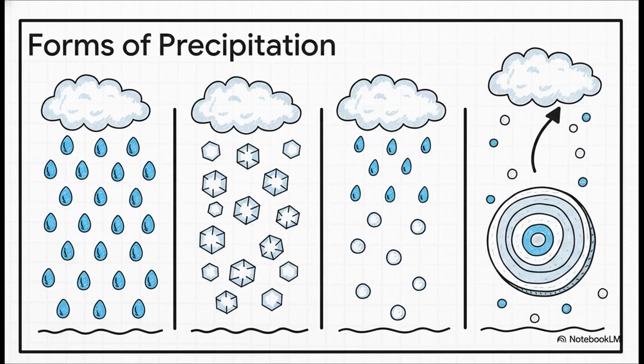If it condenses below freezing, those moisture particles form beautiful hexagonal ice crystals, which gives us snow. Sleet happens when liquid rain falls through a sneaky freezing layer of air right near the ground and refreezes. And hail? Hail is crazy. Those are solid chunks of ice formed when strong upward drafts push rain back up into freezing layers over and over again, building concentric layers of ice just like an onion.